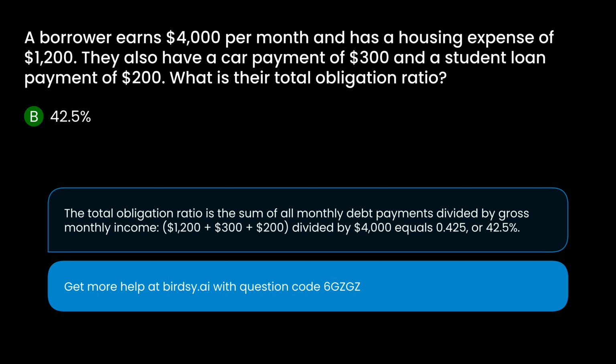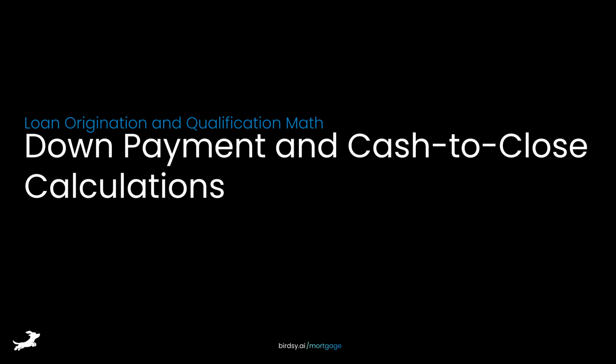The total obligation ratio is the sum of all monthly debt payments divided by gross monthly income. $1,200 plus $300 plus $200 divided by $4,000 equals 0.425, or 42.5%. Down payment and cash to close calculations.